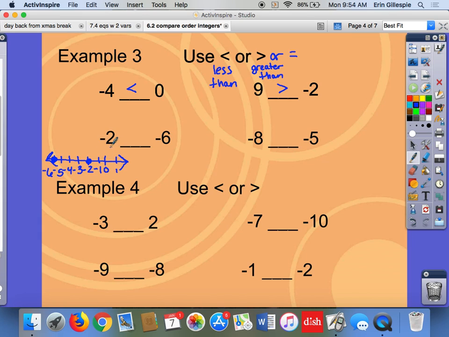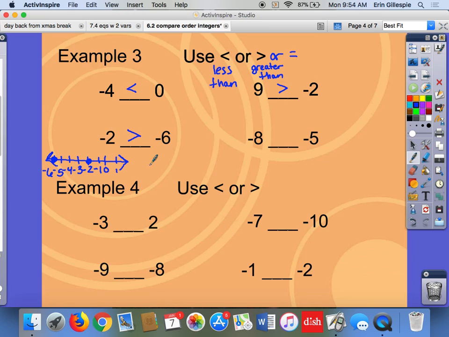You'd rather only owe someone $2 than owe someone $6, right? So this is where it's the reverse of positive numbers, because if these were both positive, then obviously 6 would be the bigger number. So -2 is greater than -6. So take a sec, see if you can figure out the next one there, -8 and -5.